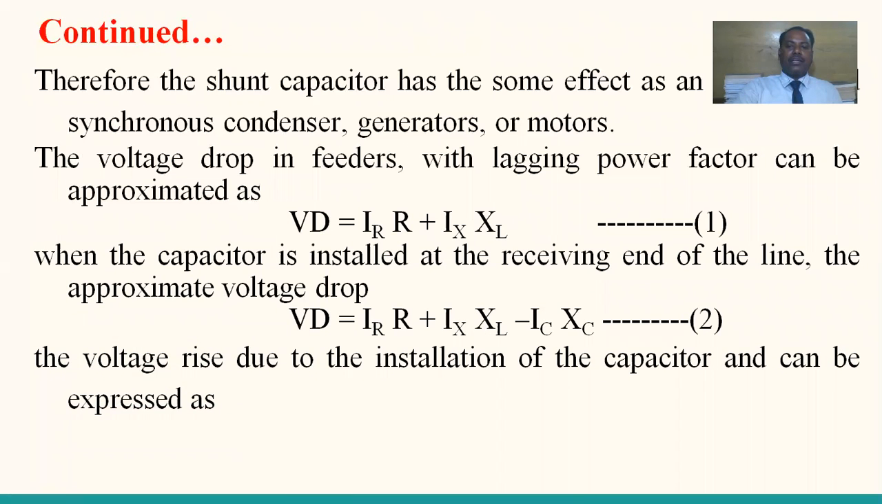Therefore, subtracting equation 1 from 2, the voltage rise will automatically arise. The voltage rise due to the installation of capacitors can be expressed as voltage rise VR is equal to IC into XC. So this voltage rise automatically increases the reactive power so that the power factor is to be compensated.